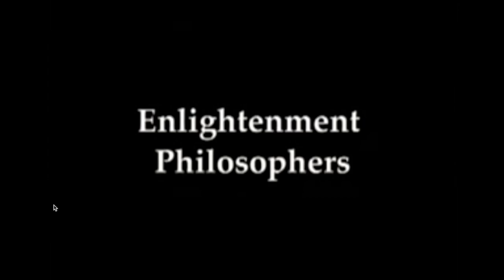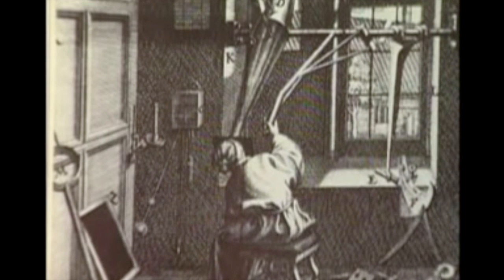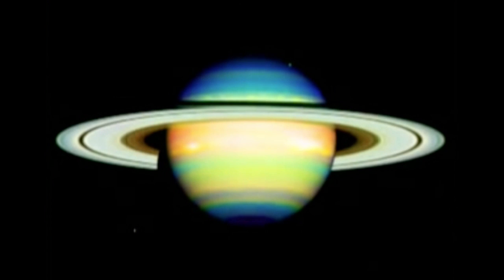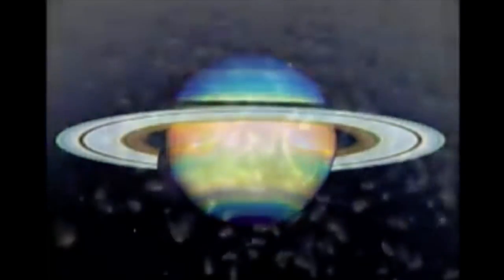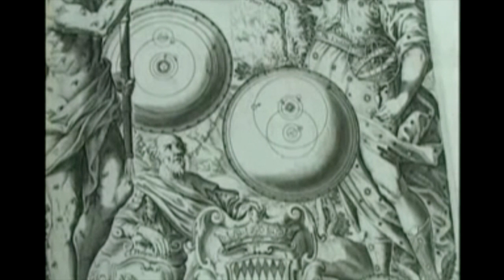Back when Carolus Linnaeus and Isaac Newton were making their great discoveries, people like them were known as natural philosophers. Today, they would be called scientists. Philosophers are people who seek wisdom or knowledge. During the Enlightenment, while natural philosophers sought to understand natural things, such as the motion of the planets or the behavior of microscopic organisms, other philosophers concentrated on the mind, political subjects, and other more abstract concepts as well.